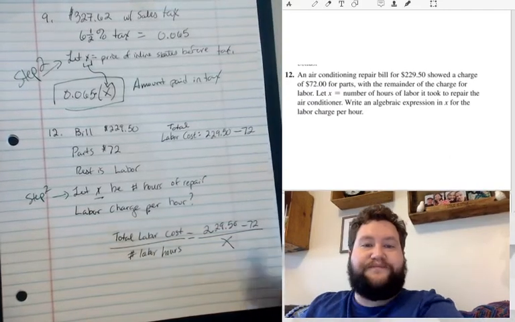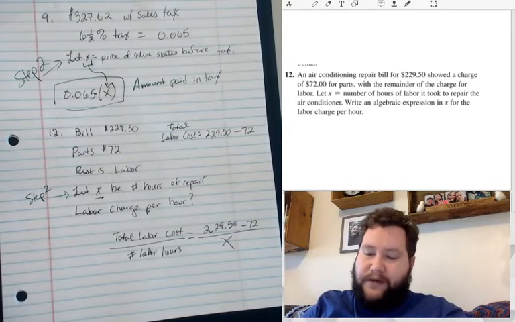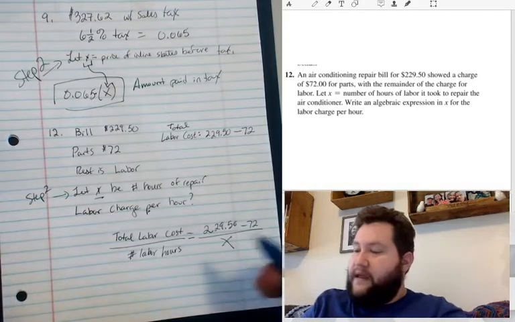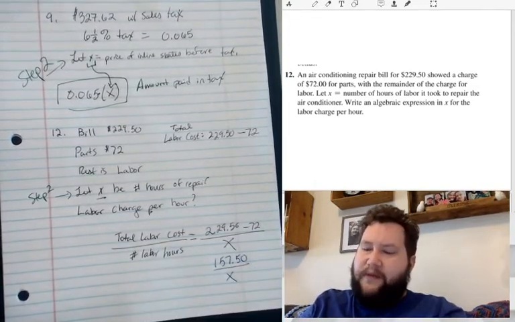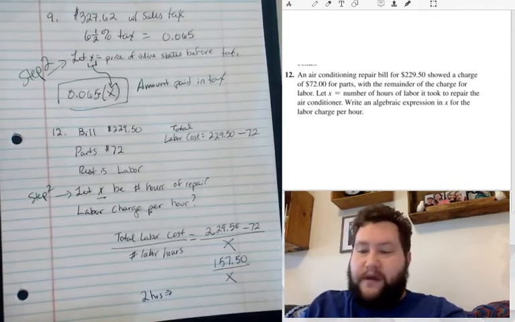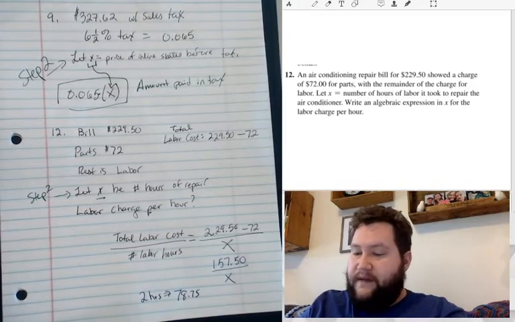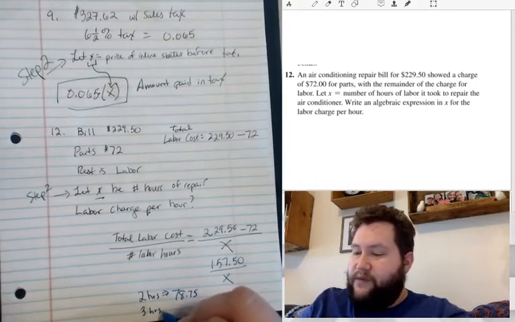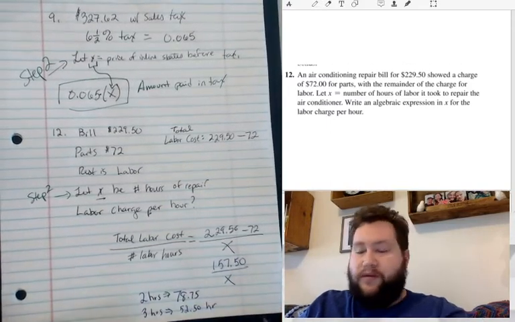So that means if our number of hours were, say, 2, let me go ahead and I'll get us a real number, 229.50 minus 72. It gives us 157.50 over x. And now suppose that we did that in 2 hours, or the repair was 2 hours, that means they paid $78.75 an hour. That's probably a little high. So let's say instead of 2 hours, they did it in 3. 3 hours would mean that it was $52.50 an hour. That's probably a little bit more reasonable.